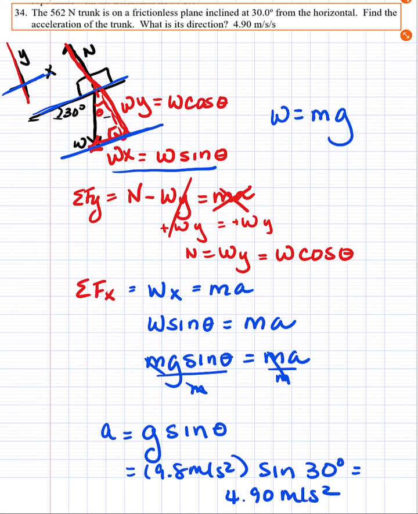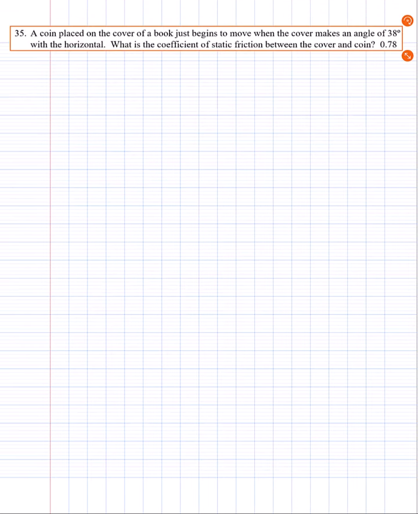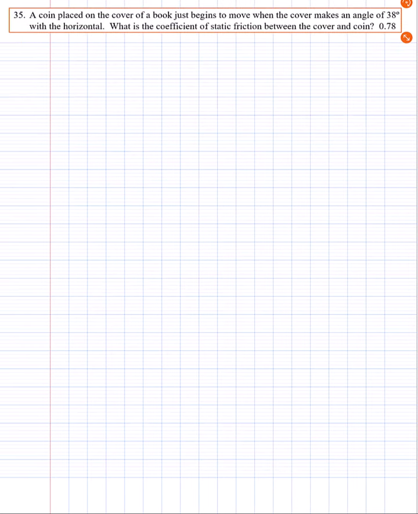This problem tells us that the object's mass doesn't determine the acceleration. Only gravity and the angle will determine the acceleration. Pause the video, read the question, draw your free body diagram, write your sum of fx and sum of fy equation, and check your answer.